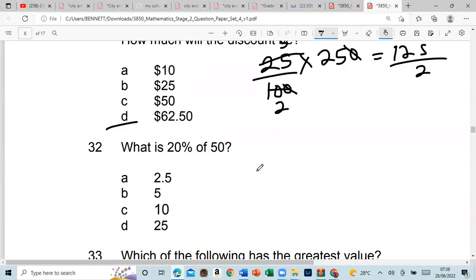What is 20% of 50? 20% would be 10. Guys, you have to know them. 1, 2, 20, 10, right?